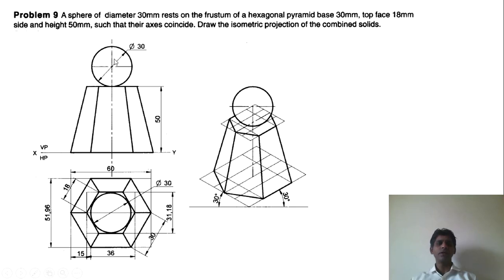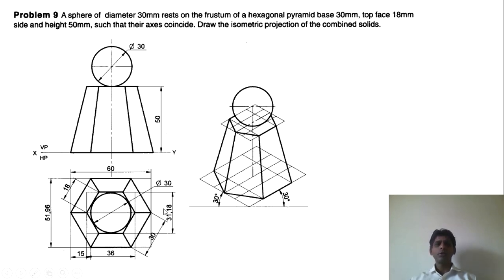The axis of the sphere and the axis of this frustum of hexagonal pyramid are in one line, and we have been asked to draw the isometric projections of the combined solids. So again, please note here it is projections, right? And you can see that the axes are in line here. So how to draw this, how to go about this problem?